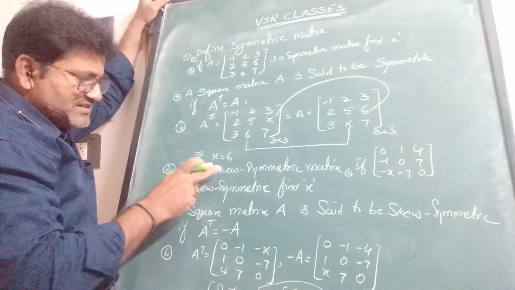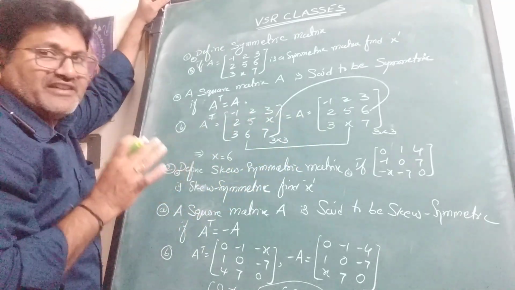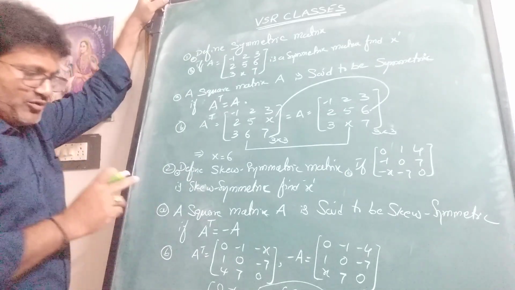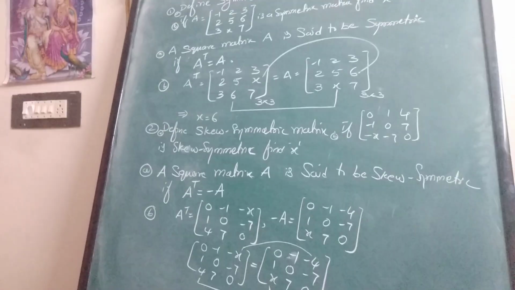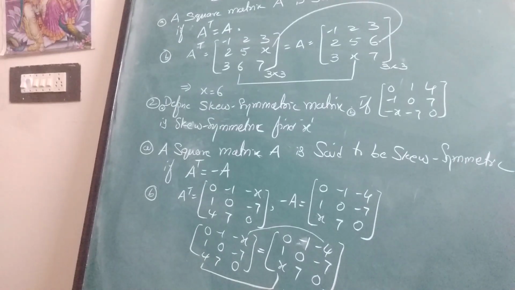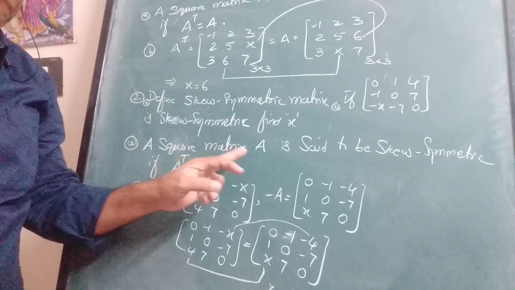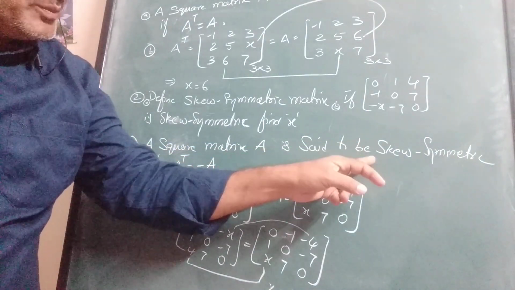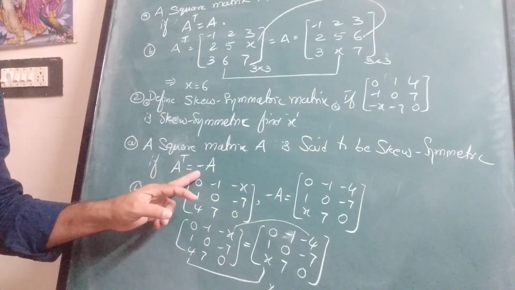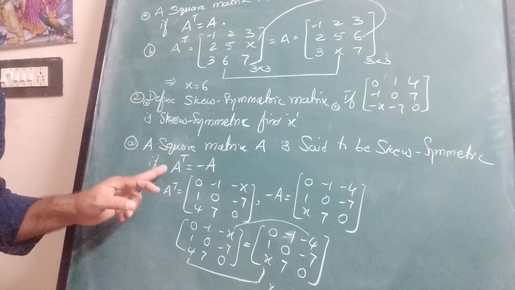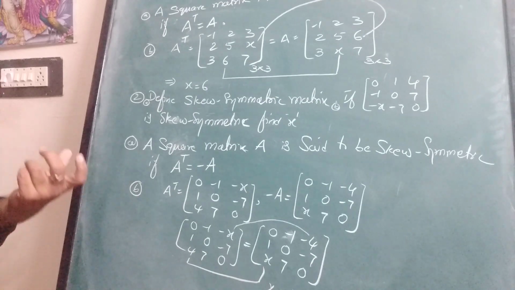Now define a skew symmetric matrix. If this is skew symmetric, then find the value of X. Similarly, we have to write the definition first, and after that we will go for the skew symmetric matrix. A square matrix capital A is said to be a skew symmetric matrix if A power T is equal to minus A. A power T, the transpose, is equal to the negative of that matrix, then we can say it is a skew symmetric matrix.